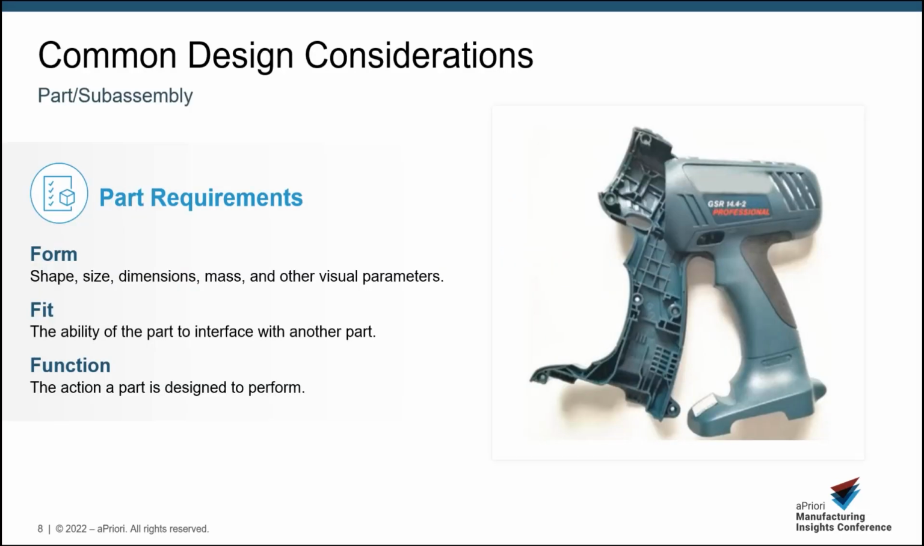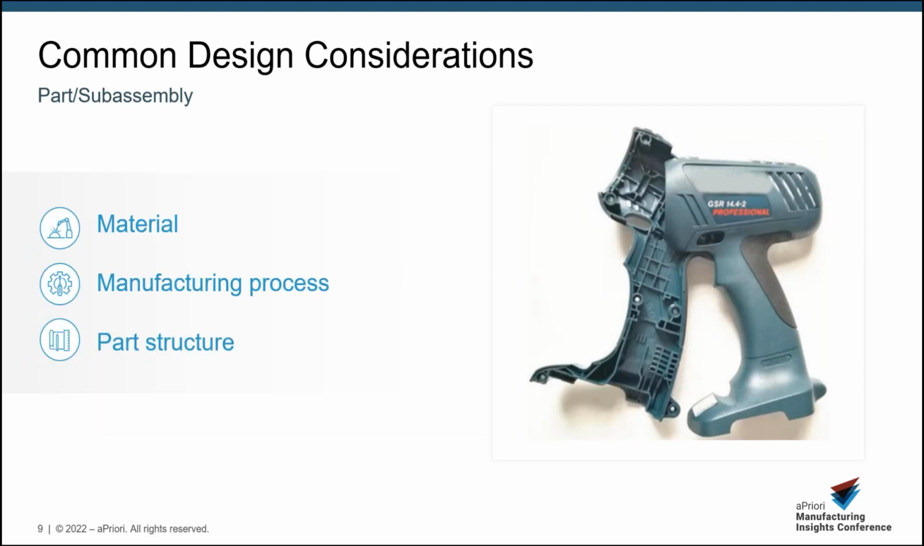The overall product segments out into individual subassemblies. One team may be in charge of the motor, another team may have design authority over the chuck system, and a third may oversee the casing. Each of these subassemblies likely has multiple parts, and each part has form-fit-function requirements that describe the identifying characteristics of a part. What are the shape, size, dimensions, and mass? How does the part interface with other parts? What action is the part designed to perform? So, when design engineers start working on their parts, these are the questions they're trying to answer, and the answers drive those early design decisions.